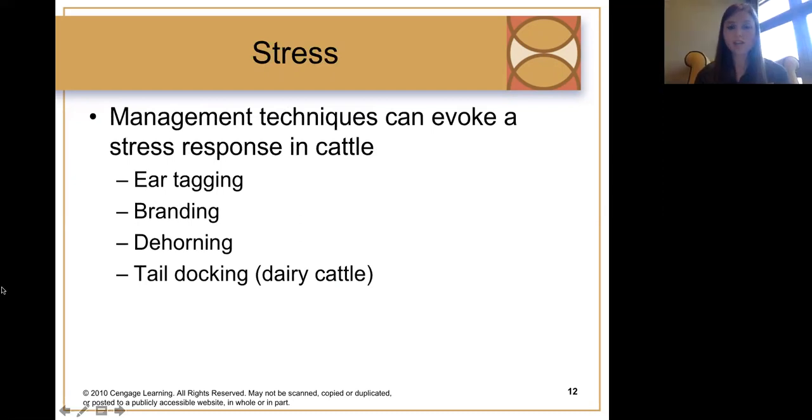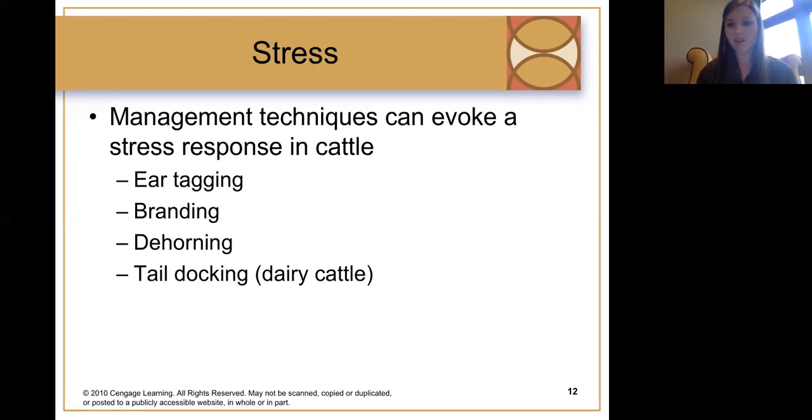So stress can be a big thing in cattle, and management techniques, if you're not doing them properly, can evoke a stress response in cattle. Even some things that you have to do with cattle that you can't really avoid could evoke a stress response. So things like ear tagging, branding, or tail docking, which is done more in dairy cattle, can cause a stress response.